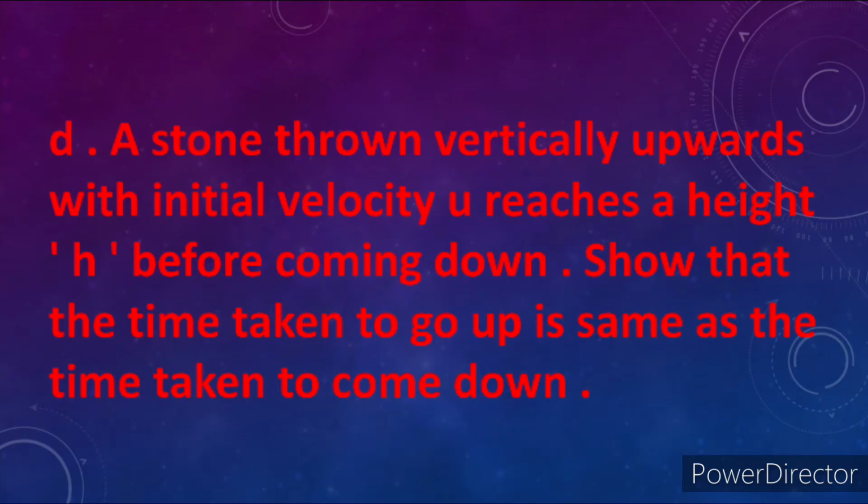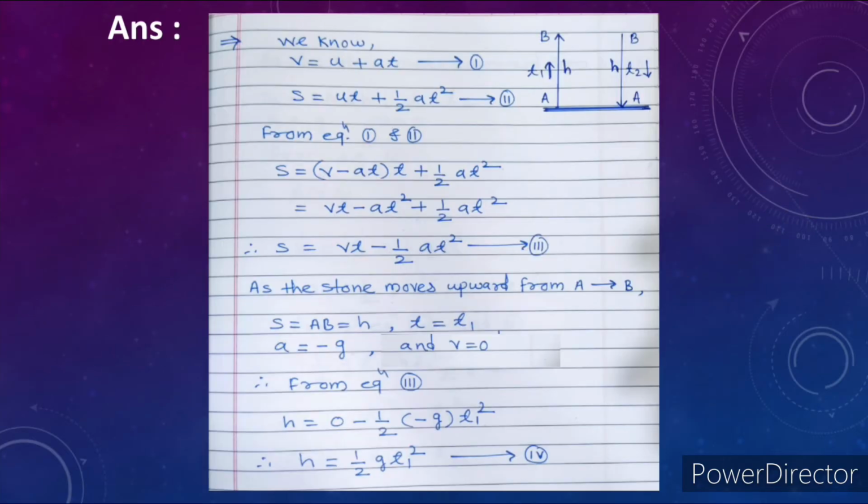Question 4. A stone thrown vertically upwards with initial velocity u reaches a height h before coming down. Show that the time taken to go up is same as the time taken to come down. Answer. In the figure, t1 is the time of upward journey and t2 is the time of downward journey.